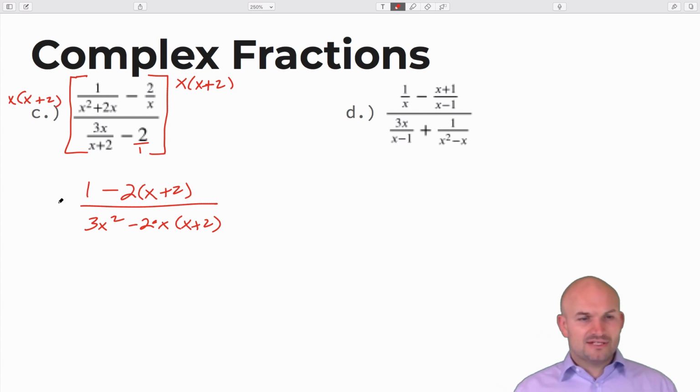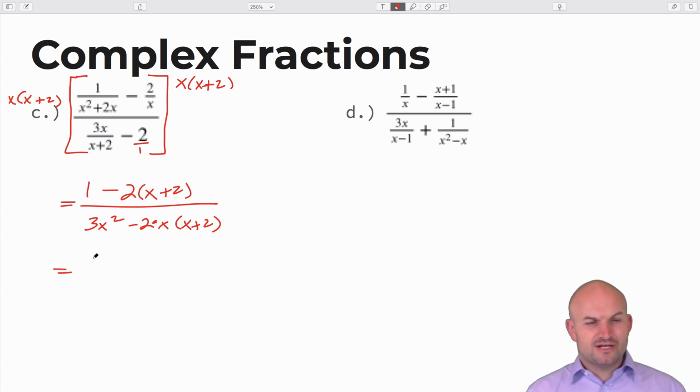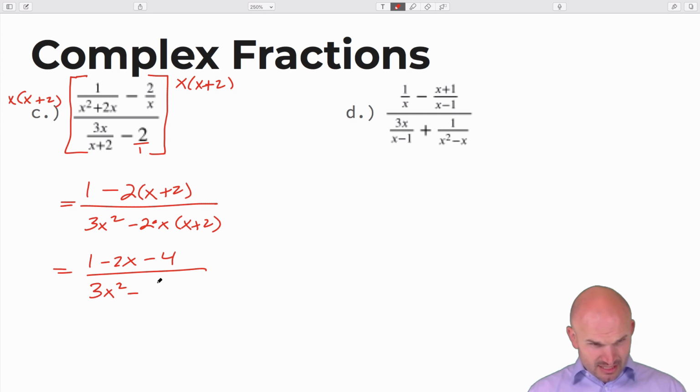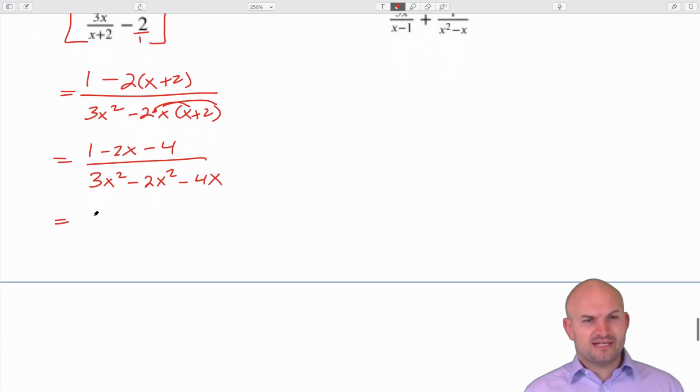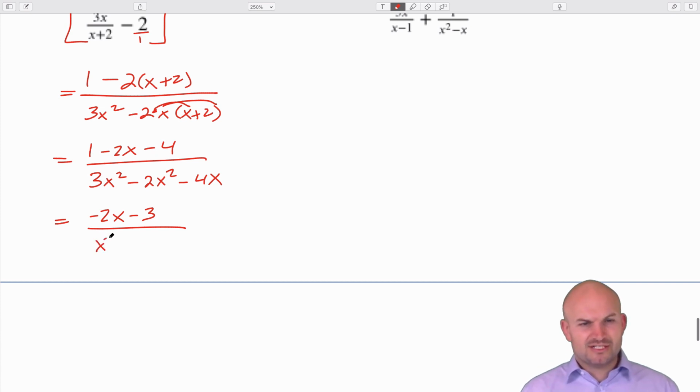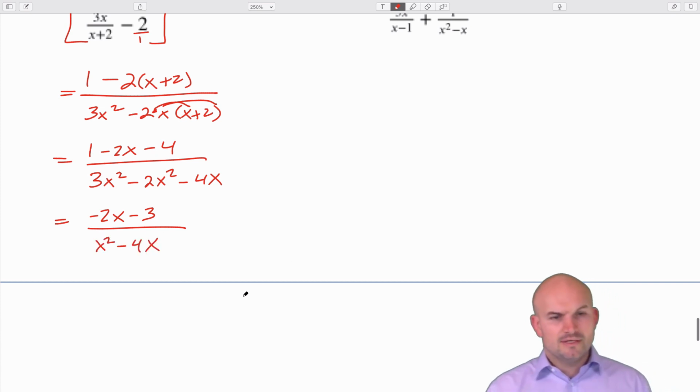Okay, so now let's see how everything simplifies. I get 1 minus 2x minus 4 all over 3x squared minus 2x squared, and that would be minus 4x, right? Because you have to make sure you apply the distributive property there, multiplying the negative 2 and the x. So let's simplify that one more time. That gives me negative 2x minus 3 all over 3x squared minus 2x squared. It's just going to give me an x squared minus 4x.